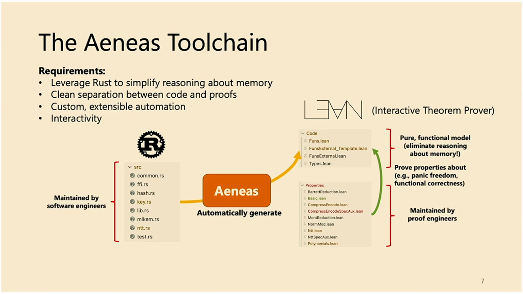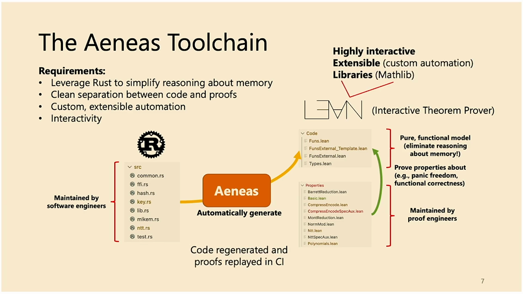And once again, I insist on that. What this design gives you is a very clean separation between the code written and maintained by the software engineers and the proofs written and maintained by the proof engineers. Of course, everything is replayed in CI. And by targeting Lean, we benefit from a highly interactive and extensible tool, which is very useful when designing custom automation that we really needed before. And also we benefit from many libraries like mathlib, this huge mathematical library, which is very useful when reasoning about cryptographic code because it's a lot of maths. So this is the overview of the toolchain.